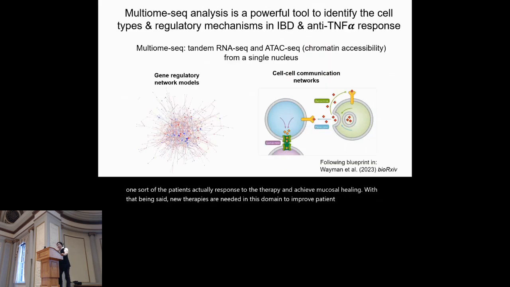So to understand the disease mechanism and find better treatment, we decided to use a multi-omic approach, which simultaneously measures gene expression and chromatin accessibility from single nuclei. It is a powerful tool to identify cell types and regulatory mechanisms in the disease and also patient response to the therapy. Those can be done through building gene regulatory networks and cellular crosstalk networks to understand the mechanism.